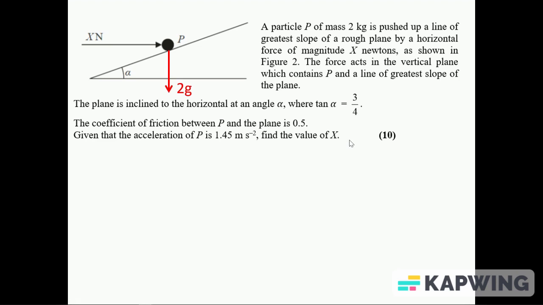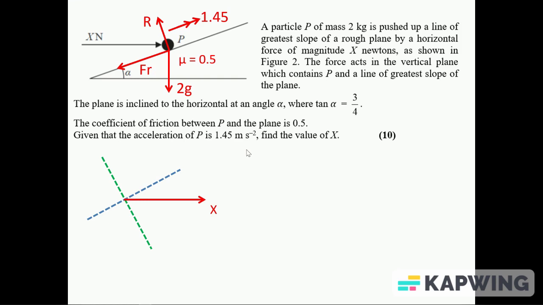Right, so the force is acting on it. There's the weight acting down. There's the normal reaction. The friction's going down the plane because it's being pushed up the plane with acceleration of 1.45. Of course, we've got the x acting horizontally, and the coefficient of friction is 0.5. So we're going to look at the forces parallel to the plane and perpendicular to the plane. It's going to mean F equals ma parallel to the plane because it's actually accelerating.